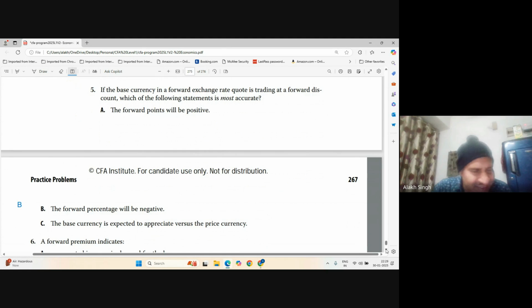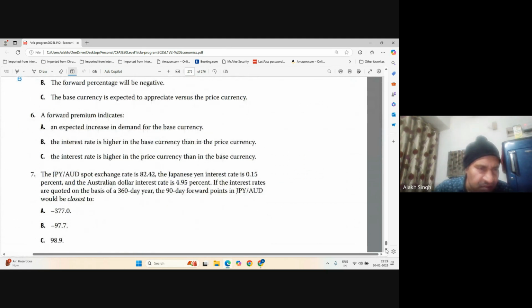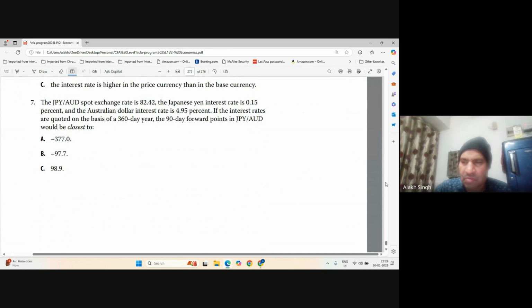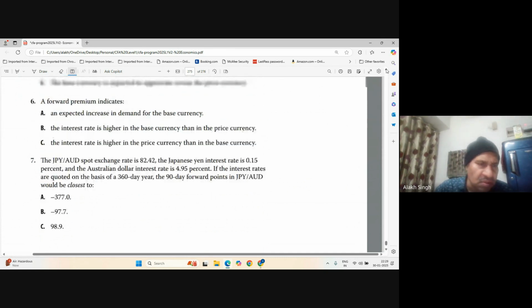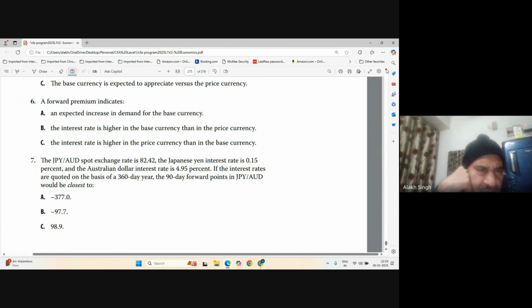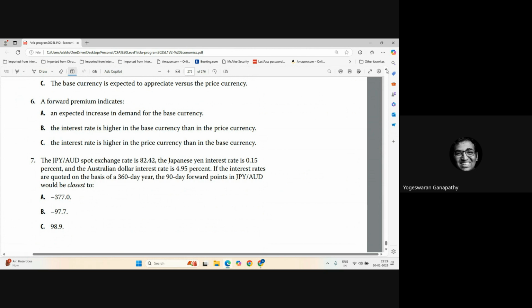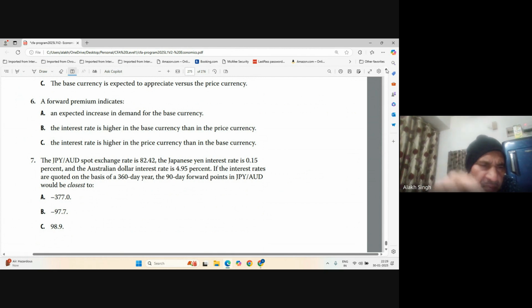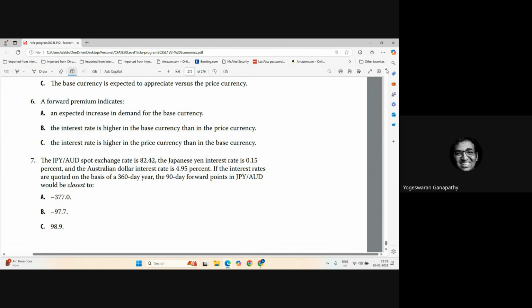Anyway, now these are the last 2 questions. Only 2 questions left. Question number 6. Forward premium indicates forward is greater than spot price. So an expected increase in demand for the base currency. Yes, sir. That means it is going to appreciate. Okay, but let's see the other interest rate option. The interest rate is higher in the base currency than in the price currency.